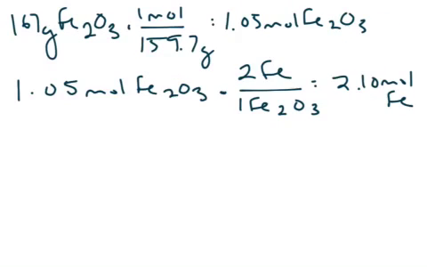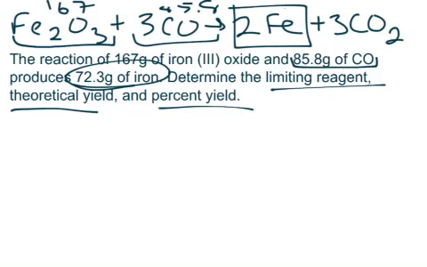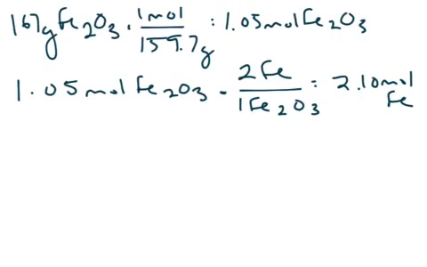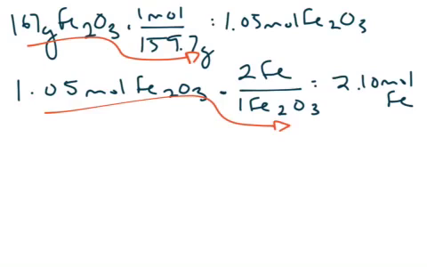So I'm going to begin by starting with just the first number I see, which if I go back is the 167 grams of iron oxide, and we know that we're comparing both of these to iron. So my first step is convert iron oxide to moles, then do a stoichiometry step to see how much iron that much iron oxide can make. So the iron oxide is predicted to make 2.10 moles of iron.